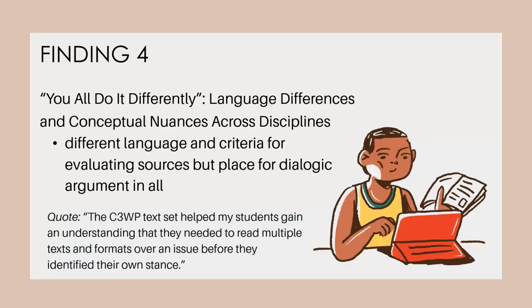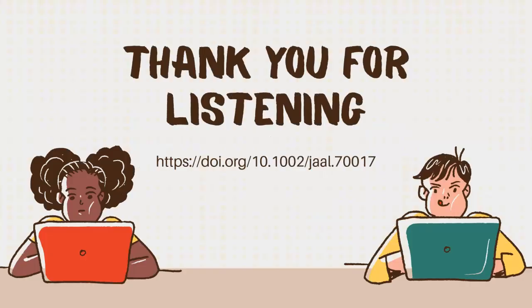One of the participants said, the C3WP text set helped my students gain an understanding that they needed to read multiple texts and forms over an issue before they identified their own stance. We hope that you will check out our article to learn more and to read about the implications of our research. You can find our article at this website in the Journal of Adolescent and Adult Literacy.